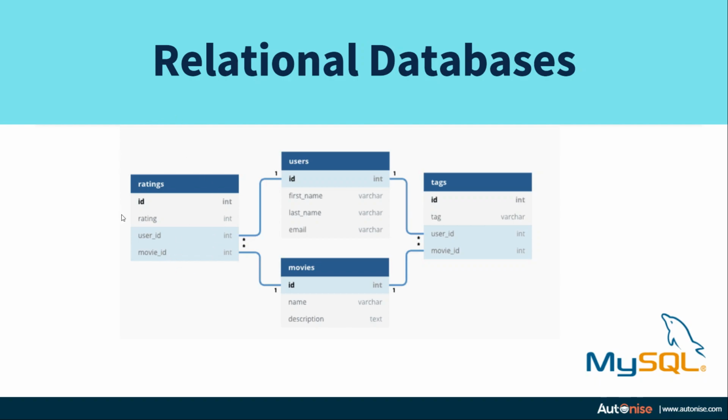In these tables, you can store the ID of another table and then use that to connect to the data of another table. So let's say you have a ratings table in which you have the columns named ID, rating, user ID, and movie ID. You have a users table as well, which has the ID, first name, last name, and email.